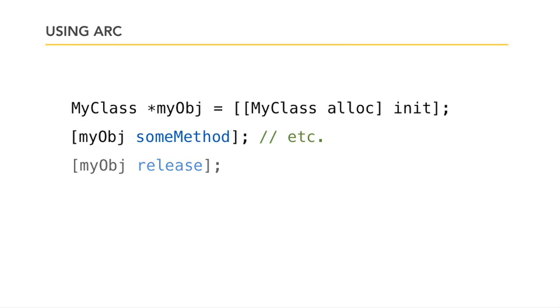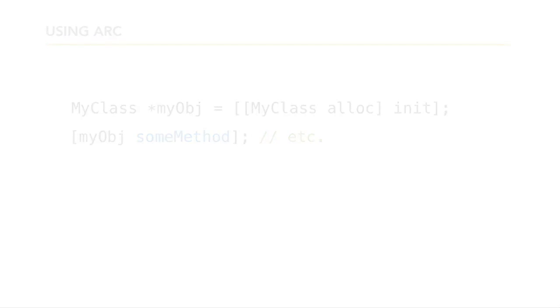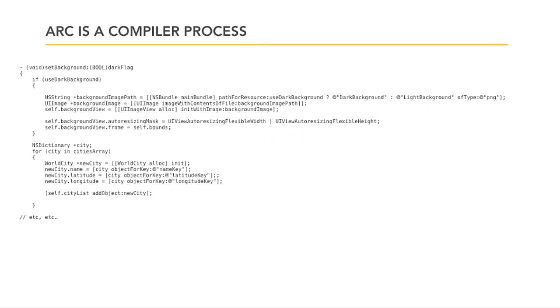You don't write release calls anymore. You don't write retain calls anymore. You don't think about it. You create your objects as usual with alloc and init, and you just use them. That's it. ARC takes care of cleaning things up. Because here's the thing. It's not that the idea of retain and release calls have disappeared. It hasn't. Objective-C still uses reference counting. The difference is you don't write the retain and release calls anymore.